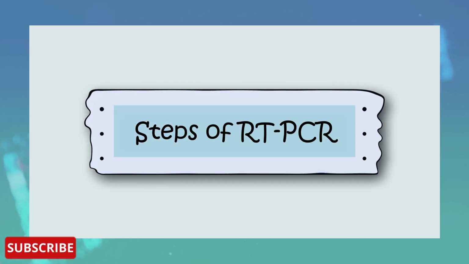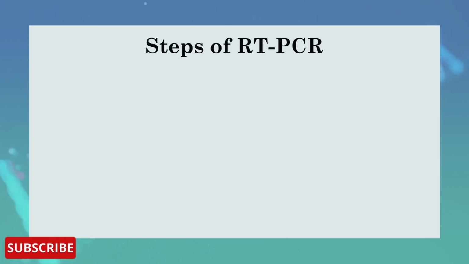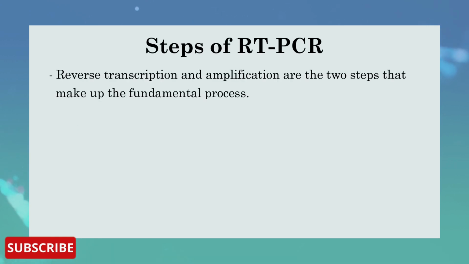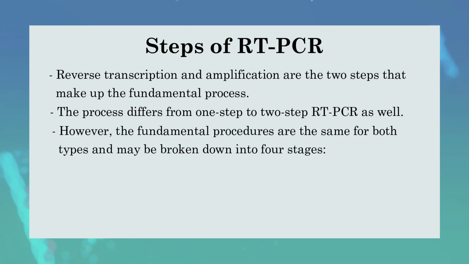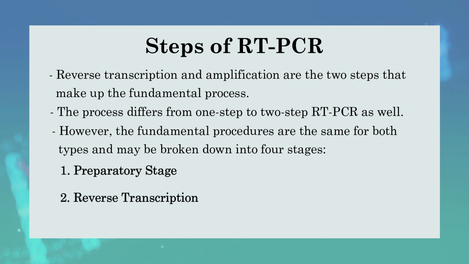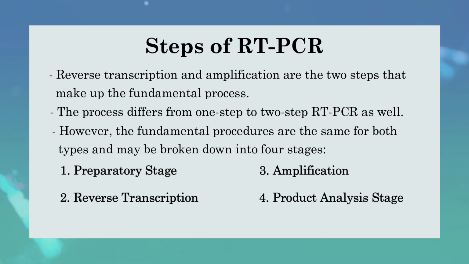Steps or procedures of RT-PCR. Reverse transcription and amplification are the two steps that make up the fundamental process. The process differs from one-step to two-step RT-PCR as well. However, the fundamental procedures are the same for both types and may be broken down into four stages. Number 1, the preparatory stage. Number 2, reverse transcription stage. Number 3, amplification stage. And lastly, the product analysis stage.